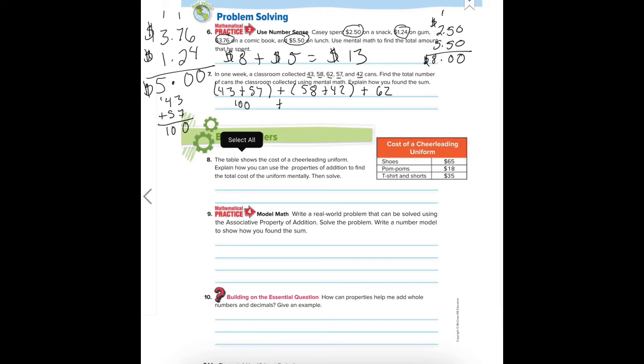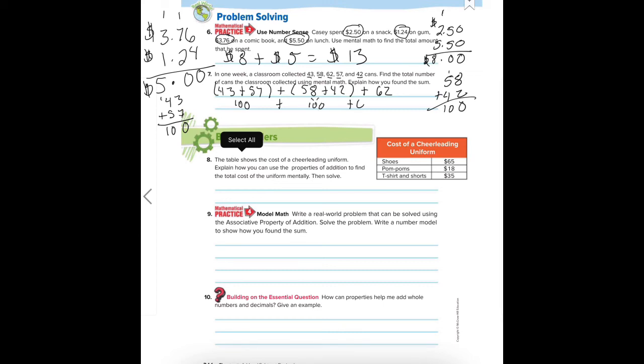And then we're going to have 58. I'm going to do my work over here on the side. And 42. And you can probably look at that and figure out what the number is, but it's okay to do the work too. 8 plus 2 is 10. 5, 6, 7, 8, 9, 10. So these two numbers equal 100 as well.